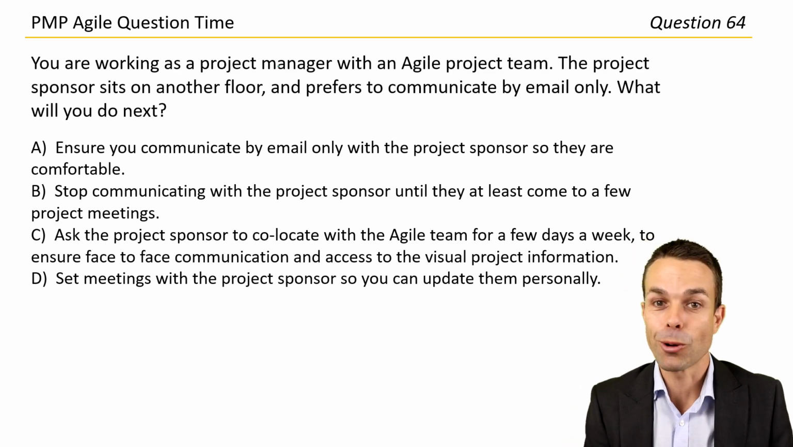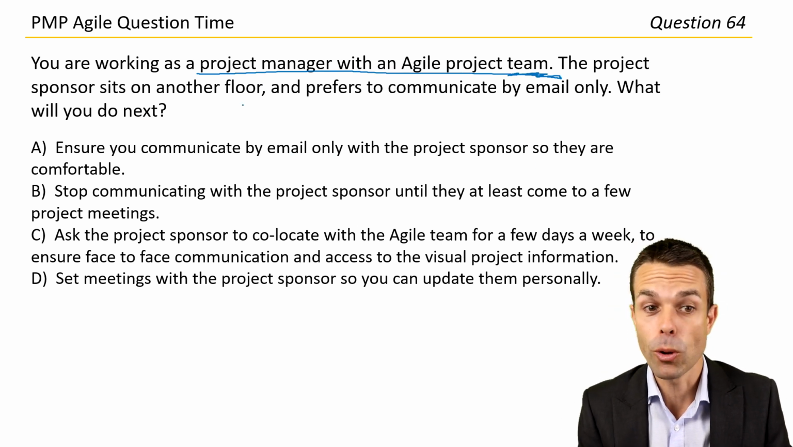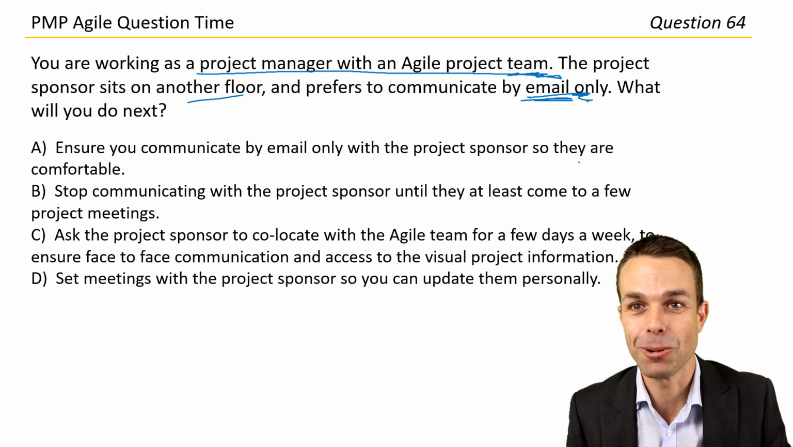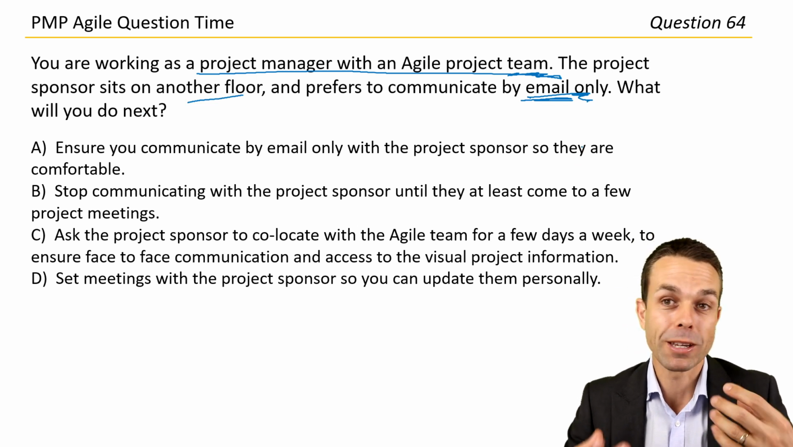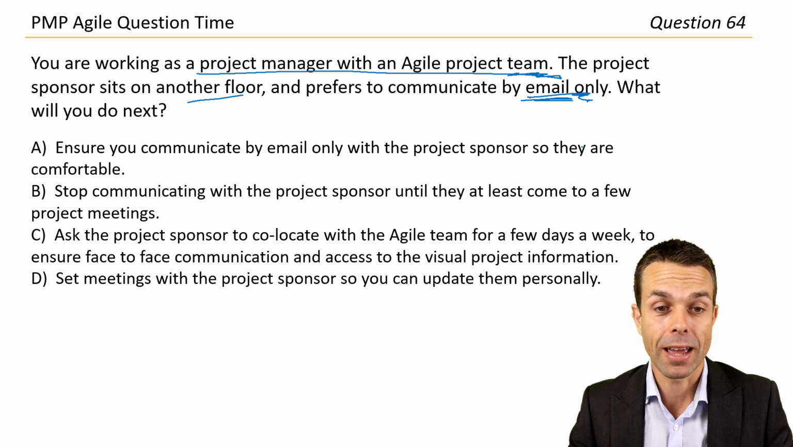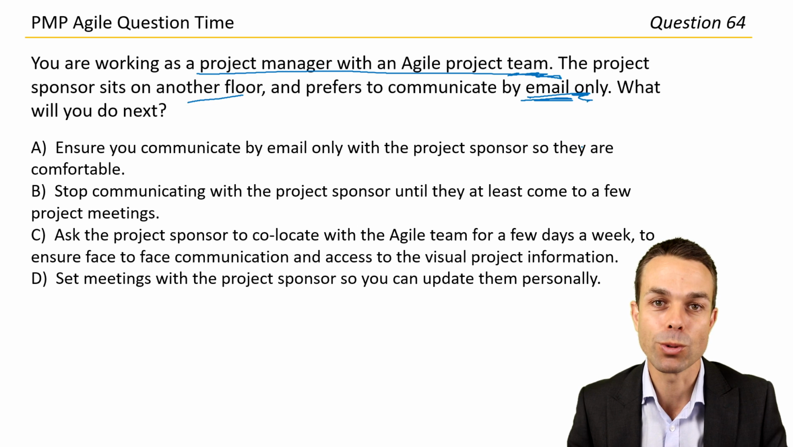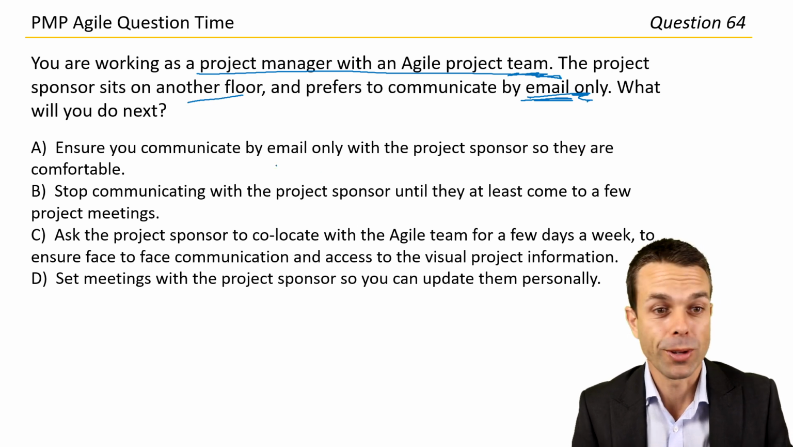You're working as a project manager with an Agile project team. Okay, fantastic. The project sponsor sits on another floor and prefers to communicate by email only. Okay, definitely going to have some problems here working in an Agile team because we want to be face-to-face ideally, and we want to be communicating often and talking on a regular basis. Interactions and individuals are the main focus of Agile. What will you do next?